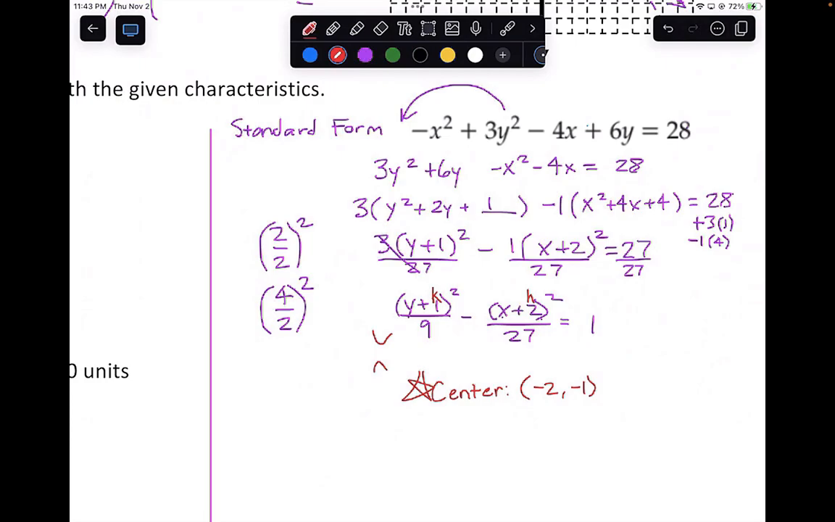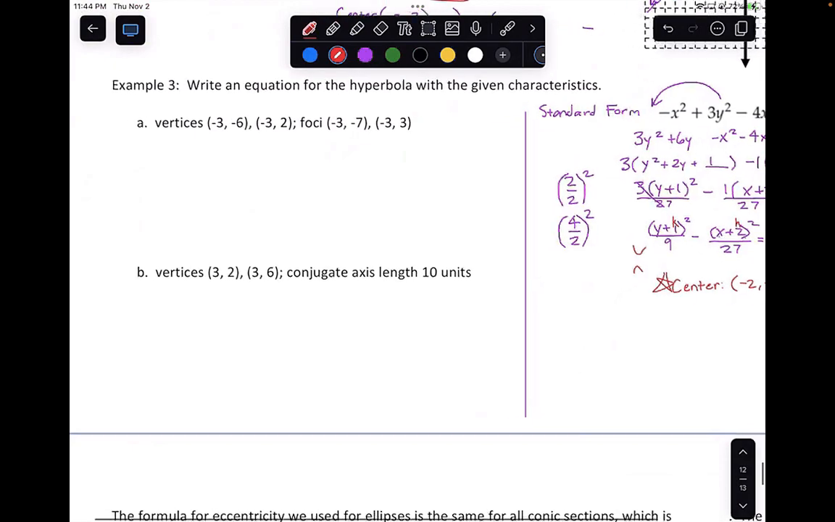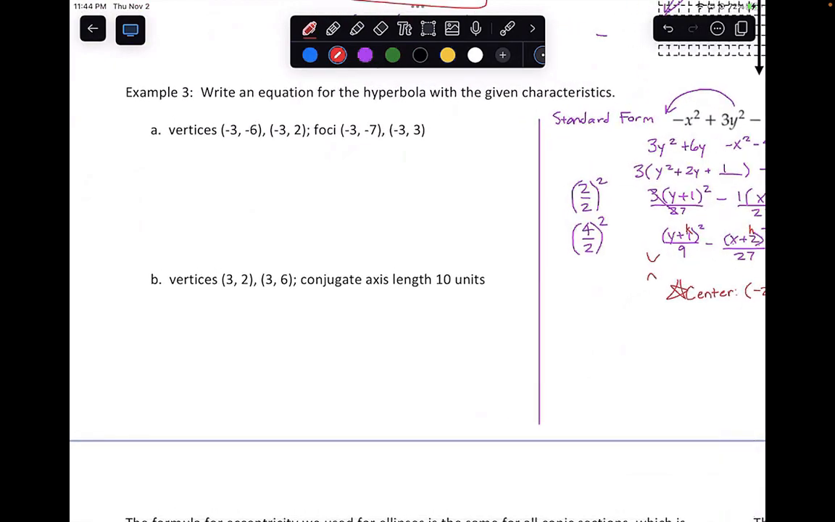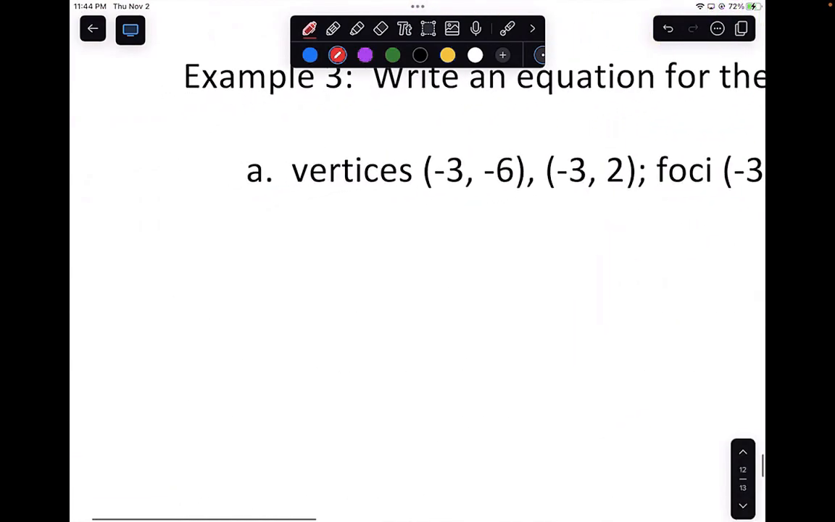Okay, so that's that right there. Got a few more here. These over here, kind of like the ellipses, sometimes are going to give you some attributes, and then you'll go and figure out the equation for the hyperbola that matches that. Like before, we'll need to do a rough sketch so we can figure out where everything is located.